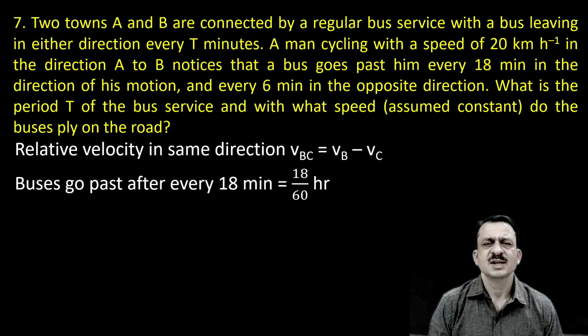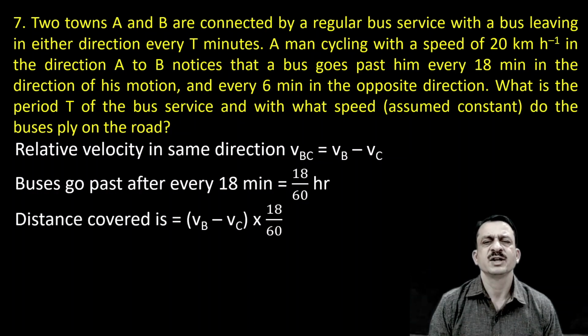Now what is the distance travelled by the bus with this relative velocity? Therefore the distance covered is (VB minus VC) into 18 by 60. Now this is the distance travelled, okay. Now this is with respect to the relative velocity.